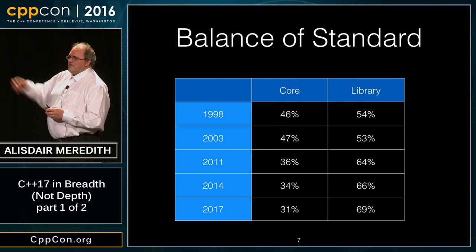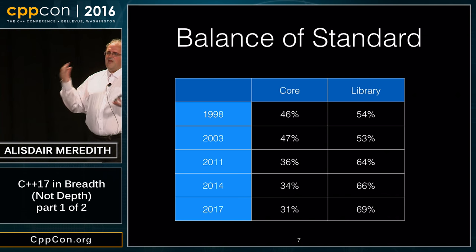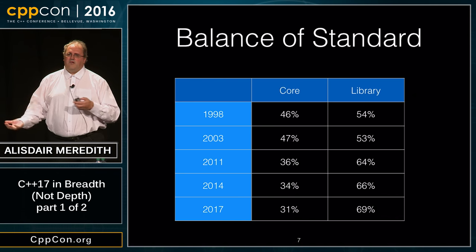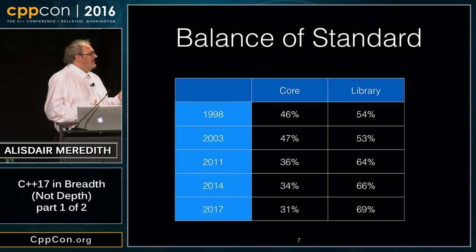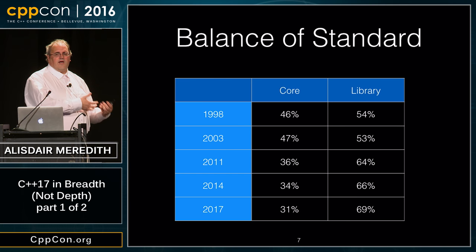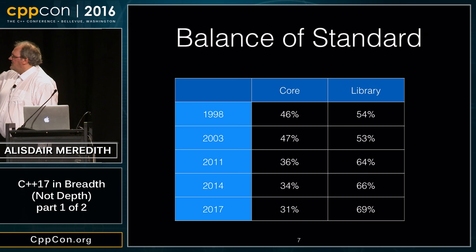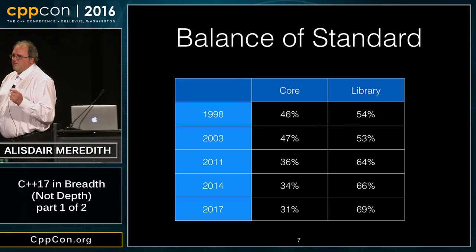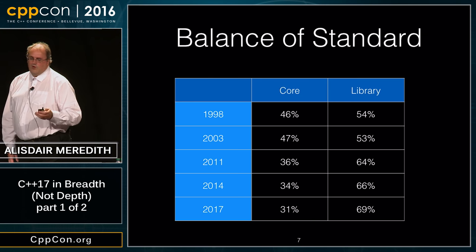And again, just showing the evolution of the standard. Around about the first standard, it was a fairly even balance between core and library in terms of volume of what went into the standard. But there's been a real desire to expand within the library and just provide the core language features that will allow us to write richer libraries. So you can see that for 2017, this will be the first standard where the library is actually more than twice the size of the core language.